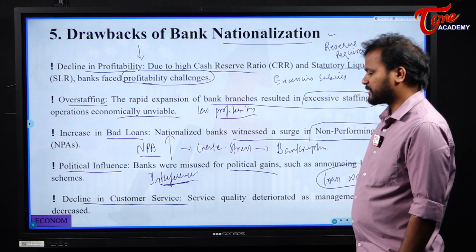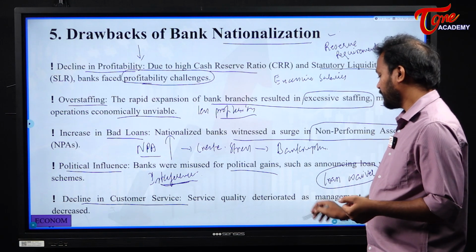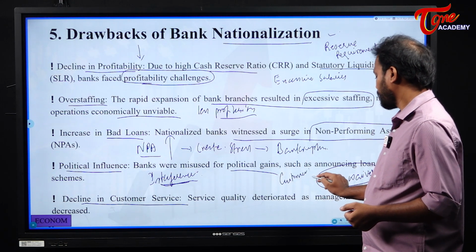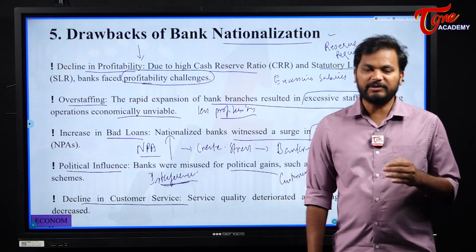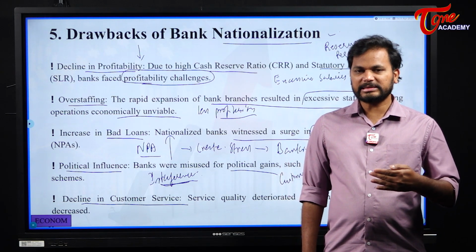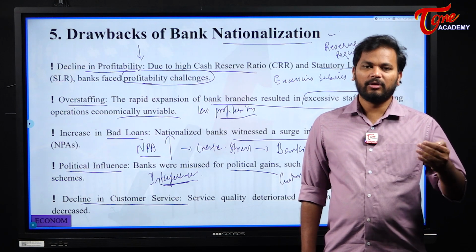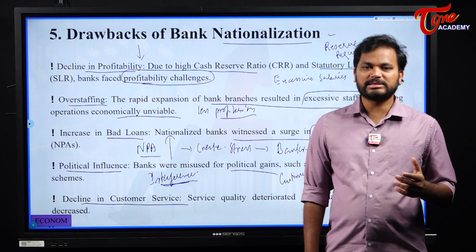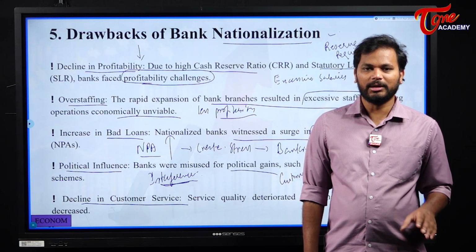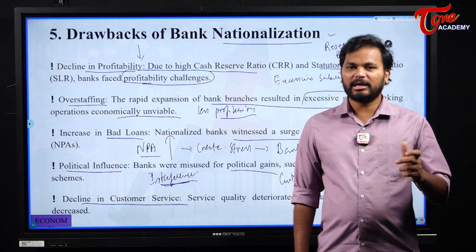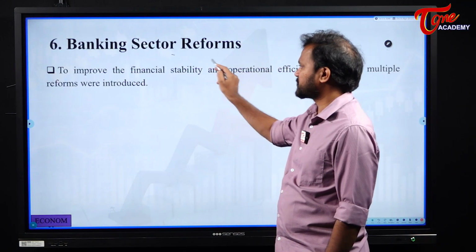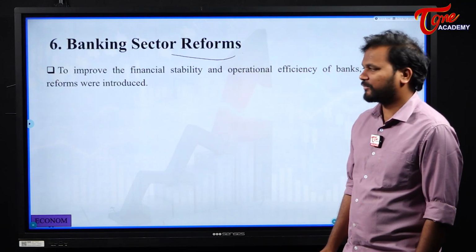The service quality provided to the customer has decreased. The efficiency has decreased because the banking system has become more or less a job with more consistency and more guarantee for a particular employee. As a consequence of that, the efficiency has decreased. Clear? Banking sector reforms.